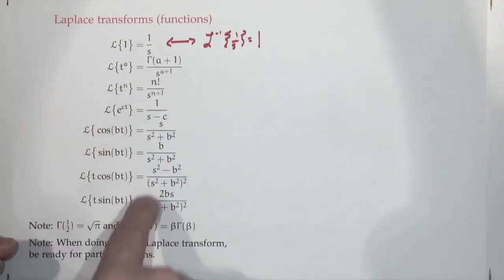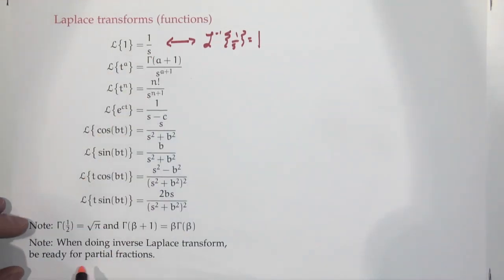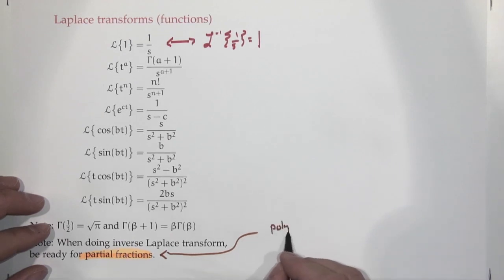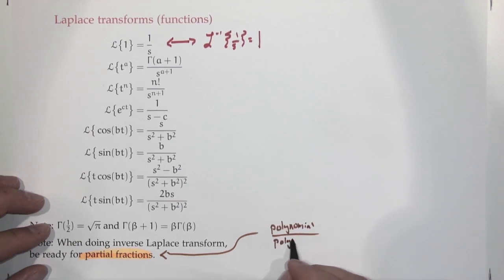So you want to be able to make sure you know how to do those. Now, as you see, we've got a lot of algebra here. There's this note. When doing inverse Laplace transforms, be ready for partial fractions. So, if I were a betting man, I would bet that at some point in this exam, partial fractions will show up. So you want to make sure you know how to do partial fractions. Now, there's a lot of things that one could say about partial fractions, and we don't have infinite amount of time. But I will just put a little reminder here. You have to have a polynomial over a polynomial. And what if it's not a polynomial over a polynomial? Then what do you do?